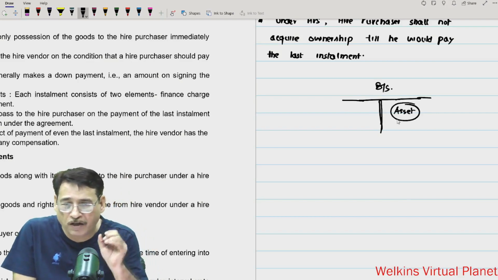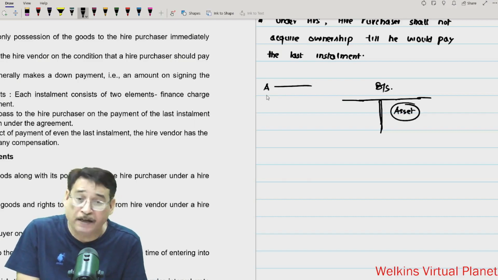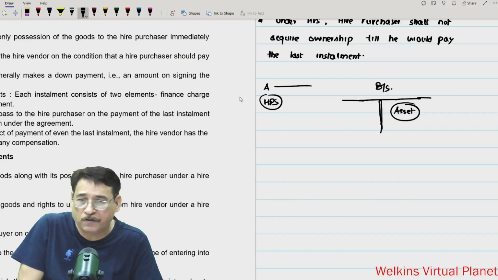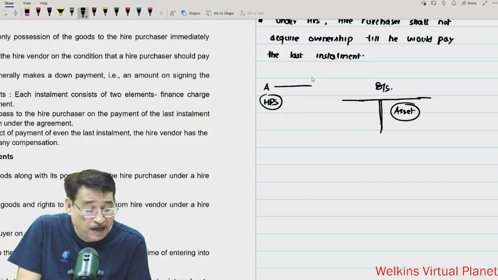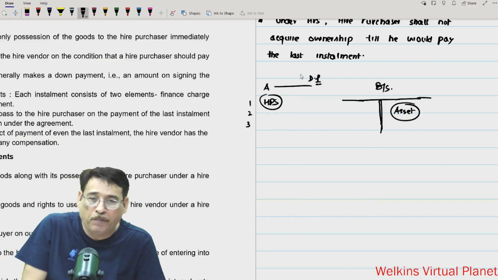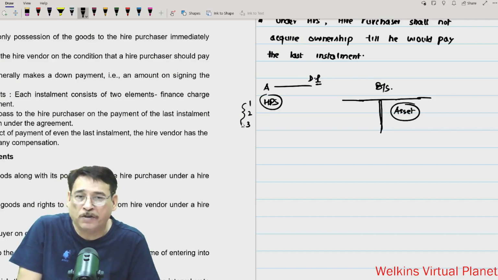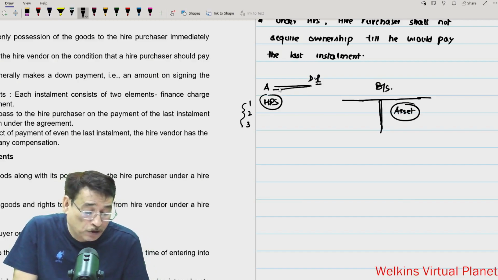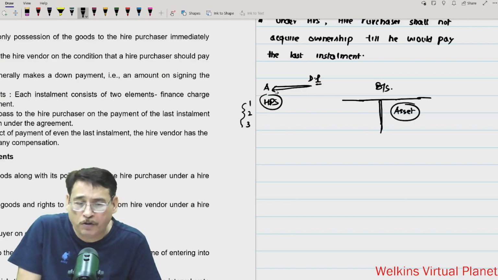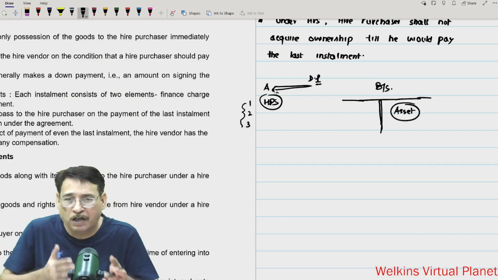Now suppose I ask you a particular question. Let us say Mr. A acquires an asset on hire purchase system, and let us say he has paid only the down payment so far, and he is supposed to pay 3 more installments. After paying the down payment, or the initial amount or the signing amount, he is supposed to pay 3 more installments. But he will get the possession of the goods, no doubt about that, as I've already told you: after having paid the down payment under hire purchase system, we will get the possession of the goods.